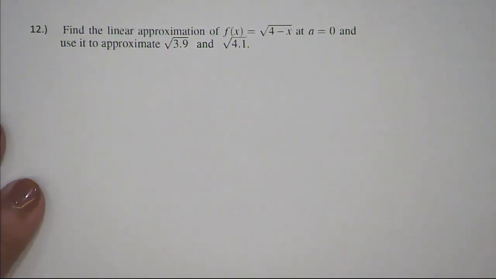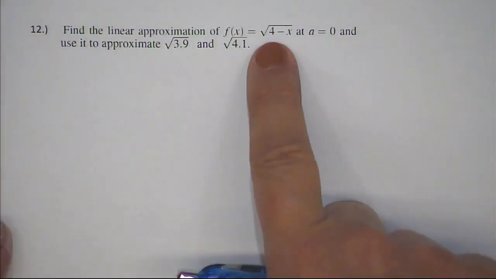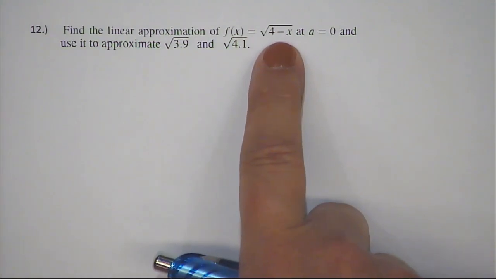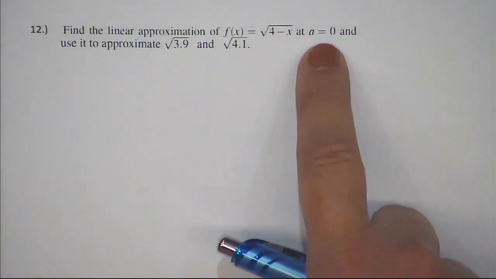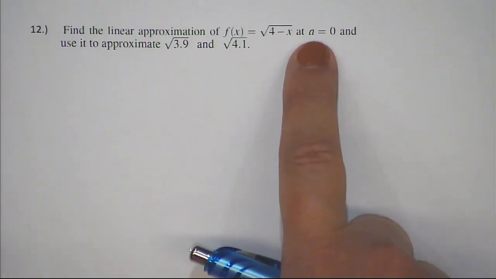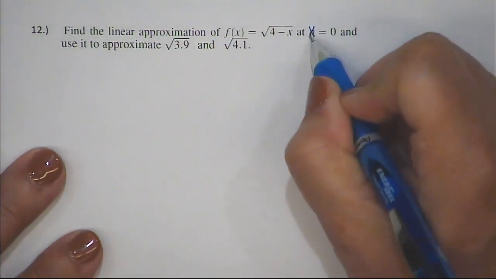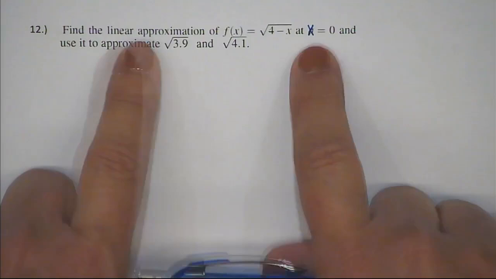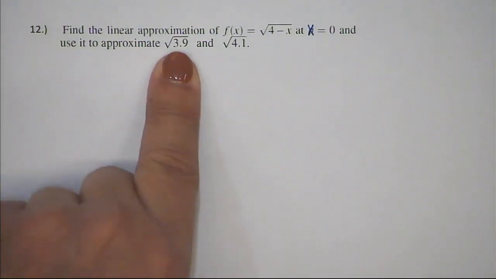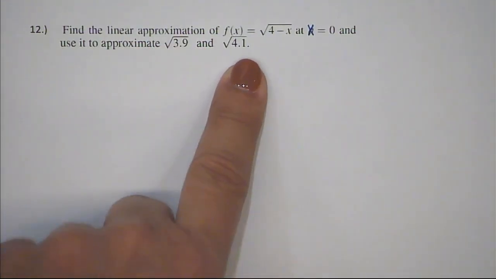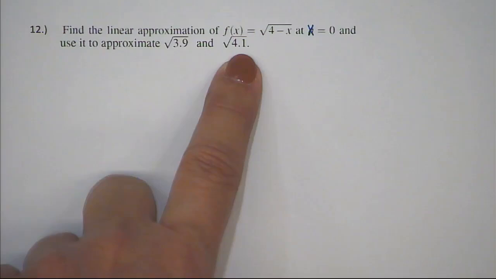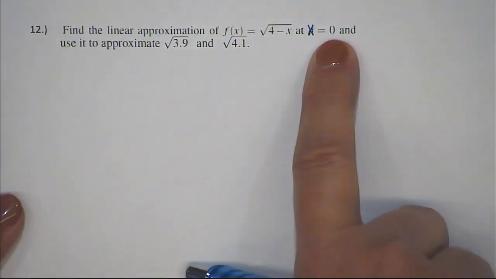All right, find the linear approximation of f of x equals square root of 4 minus x. So find that first. That's the L of x equation. At a equals 0, so that's our starting point. So remember, that's x. A is always x. And then use it to approximate the square root of 3.9 and the square root of 4.1.